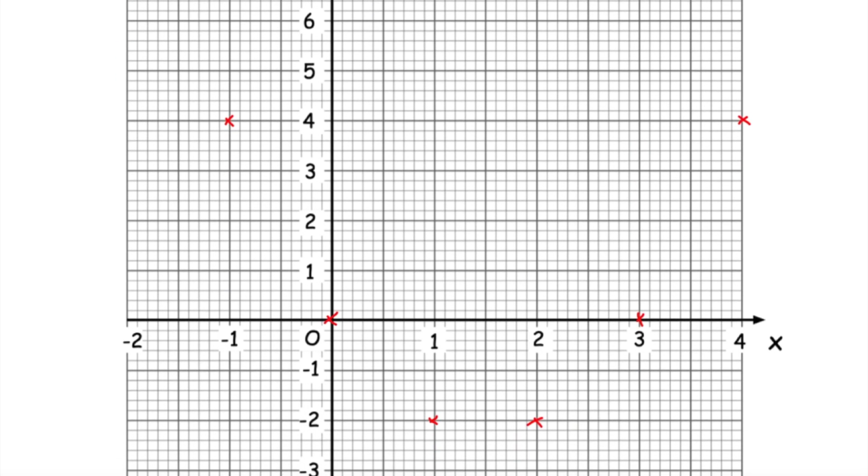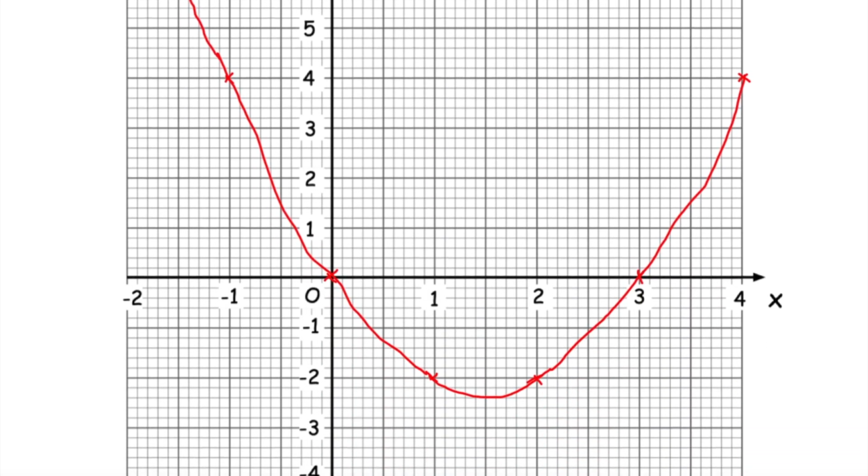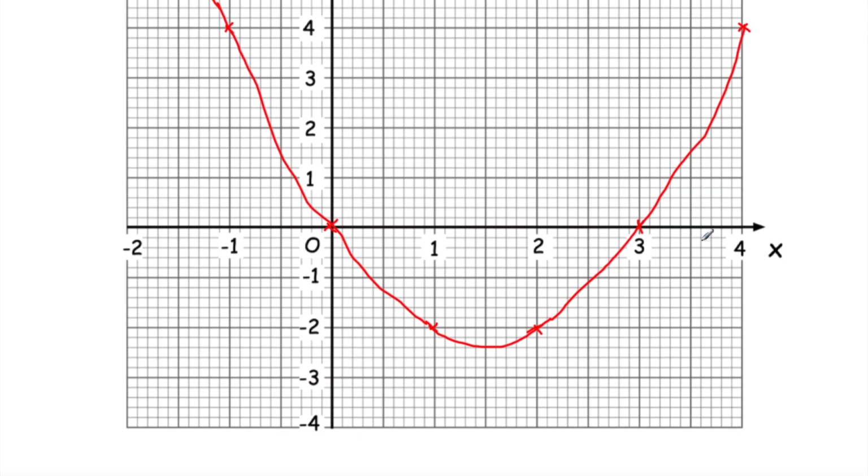So we've plotted all the points. Now we just need to do the curve through them. So let's do that. And that's it. That's our parabola, our U-shaped parabola, and it goes through our points and it has that U-shape. And that's it. Okay, let's look at our next question.